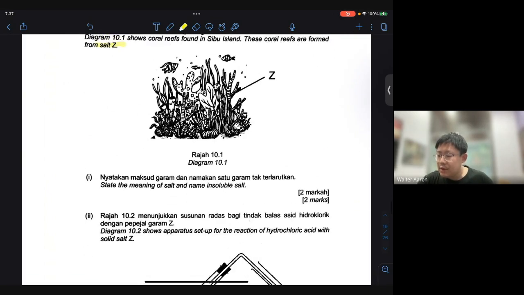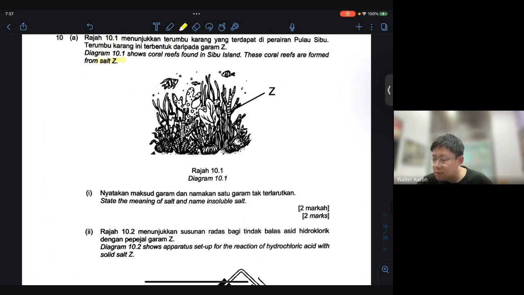So state the meaning of the salt and name the insoluble salt. Normally, corals are made up of calcium carbonate, and it is actually an insoluble salt. So what I can write over here is calcium carbonate. State the meaning of salt.